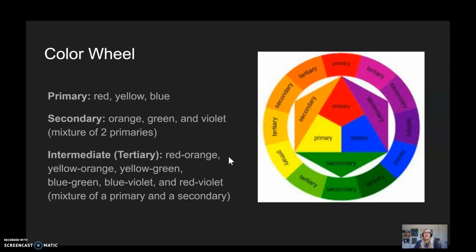And one thing I do want to point out with that is when you're naming these intermediate or tertiary colors, you'll always put the primary color first. So it'll always be red-orange. You would never say orange-red. You'll always put the primary color first. And those are mixtures of a primary and a secondary.